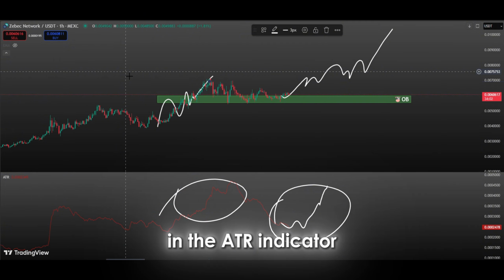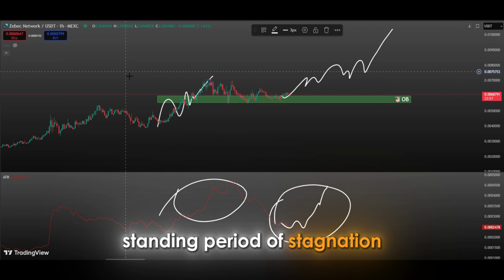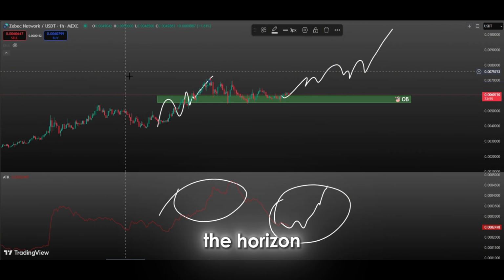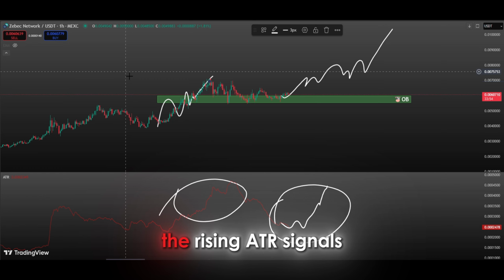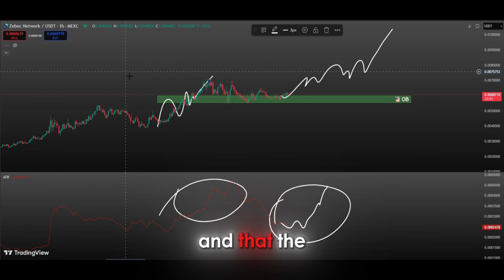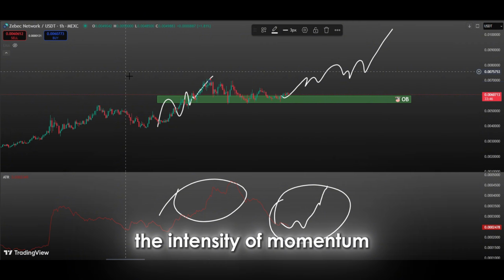An upward movement in the ATR indicator often indicates that market activity is about to increase. This suggests that the price may be exiting a long-standing period of stagnation and that larger and more decisive movements could be on the horizon. The rising ATR signals that market participants are beginning to engage with higher trading volume and that the price now has the potential to gain momentum in a specific direction. This is especially important for trend-following strategies, as ATR not only reflects volatility, but also represents the intensity of momentum.